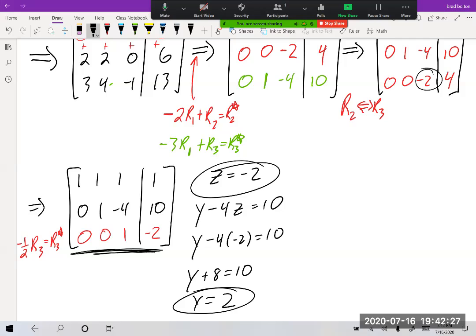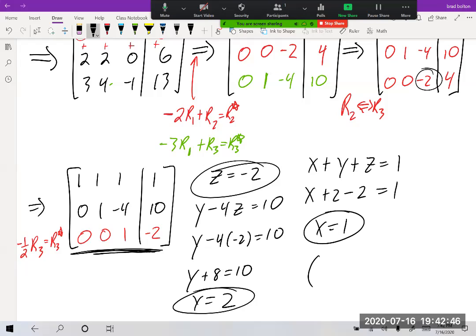Now the very first row says x plus y plus z equals 1. And now I plug in everything I know. x plus 2 minus 2, because z is equal to -2, equals 1. So this would be x equals 1. So I now found x. So here's my solution: 1, 2, -2.